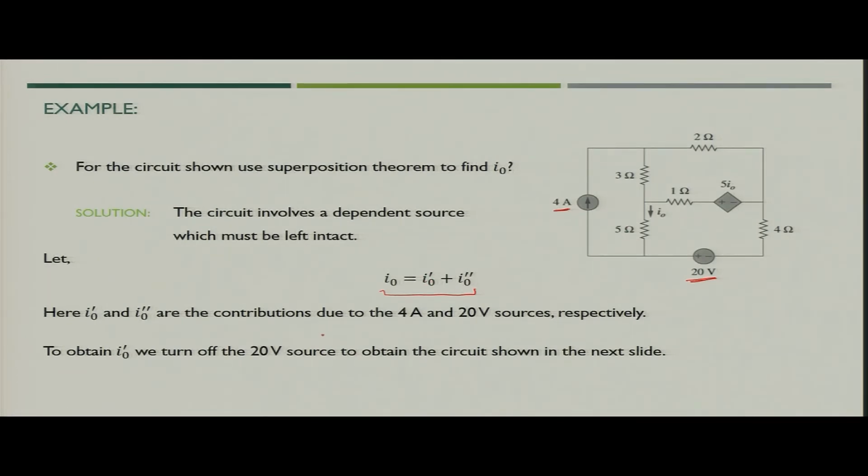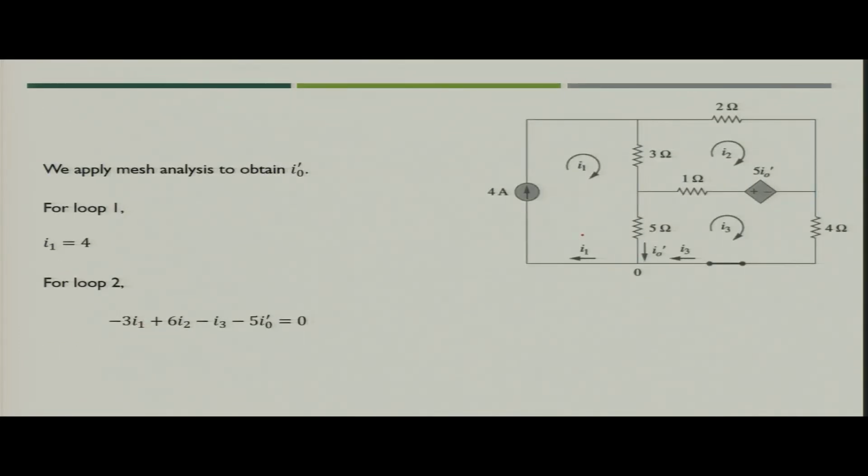I naught dash is the contribution due to the 4 ampere current source, and I naught double dash is the contribution due to the 20 volt voltage source. Now to obtain I naught dash first, what we have to do? We have to short circuit the 20 volt voltage source. So we will get this circuit where we have short circuited the voltage source.